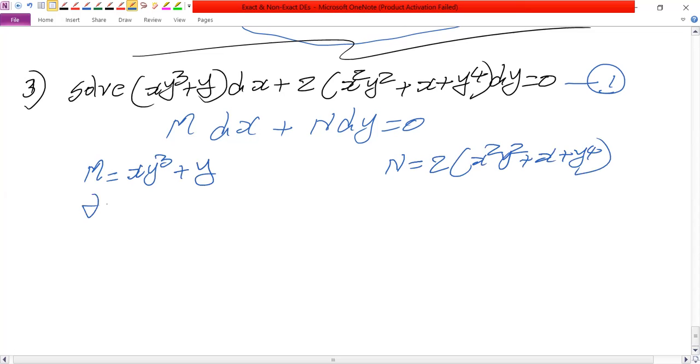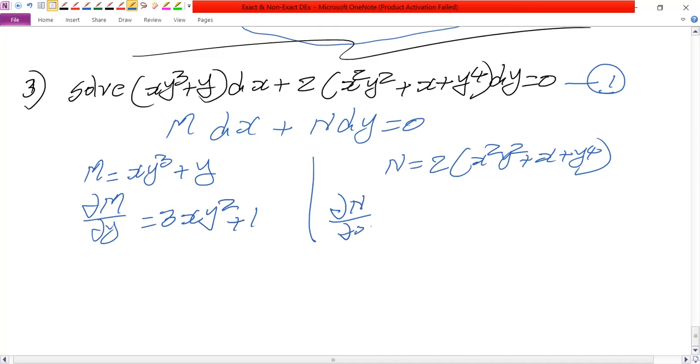Finding dou M by dou y: partial differentiation with respect to y, treating x as constant. Differentiation of y cube is 3y square, so it becomes 3xy square plus differentiation of y, which is 1. And dou N by dou x: partial differentiation of N with respect to x, treating y as constant. Differentiation of x square is 2x, so we get 4xy square, plus differentiation of x is 1, plus y power 4, whose differentiation is 0 because y is a constant. Finally this will come as 4xy square plus 1.